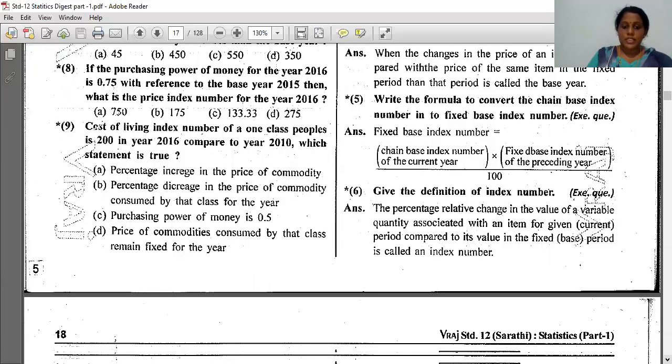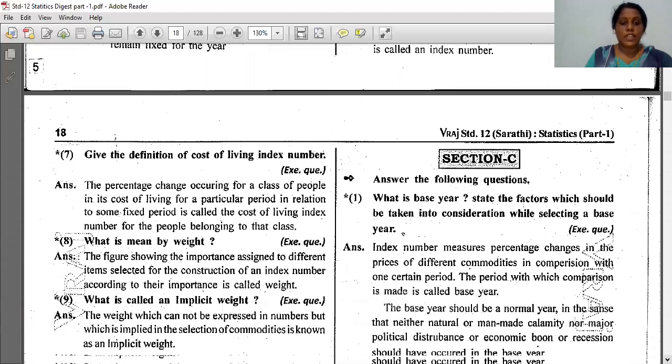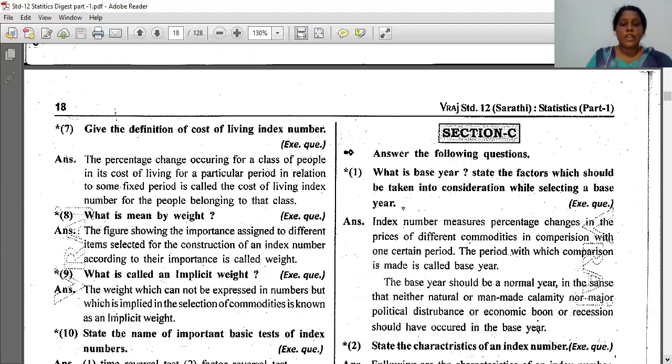Now next is seventh question. Give the definition of cost of living index number. The cost of living index number is the percentage change occurring for a class of people in the cost of living for a particular period in relation to some fixed period, is called the cost of living index number for the people belonging to that class. So this is the definition of cost of living index number.